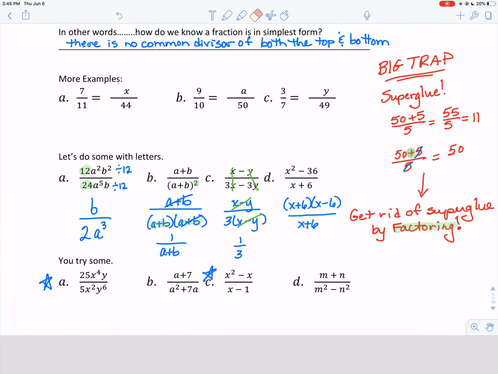And then finally, x squared minus 36, I will factor because it's a difference of squares, and once again I need to cancel so that my answer is going to be 1 over x minus 6. I'd like for you to do problem A and problem C and turn it in to class.